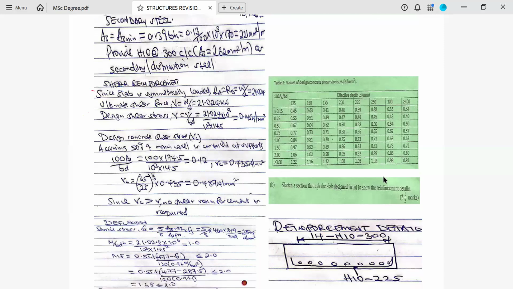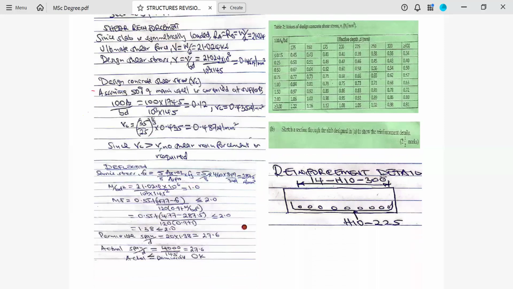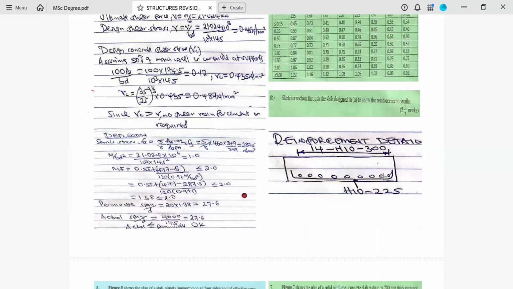So we can check on deflection. So we know the service stress is given by 5 over 8, area required over area provided times strength of steel. Remember, strength of steel is 460, area required was 349, area provided 349. In this case, the two are the same. And then modification factor, we know the formula, it is 0.55 plus (477 minus service stress) divided by 120 times (0.9 plus M over bd squared), which will be less than 2.